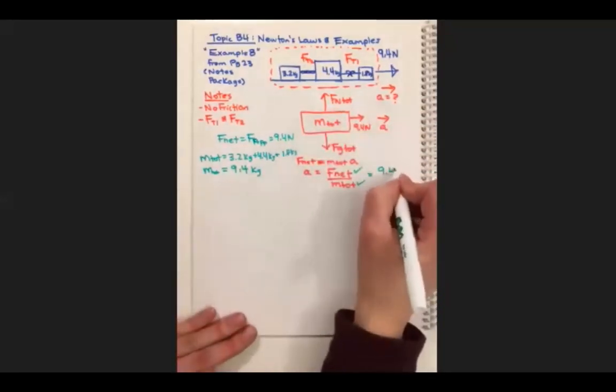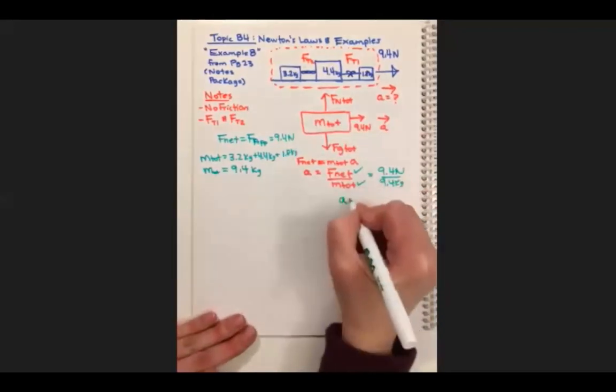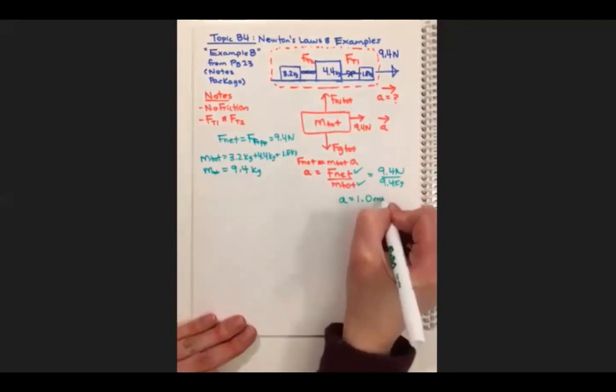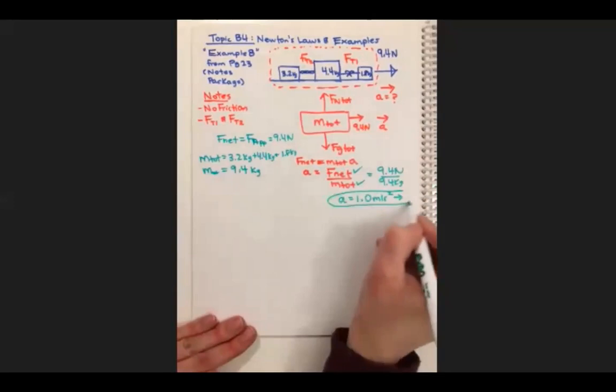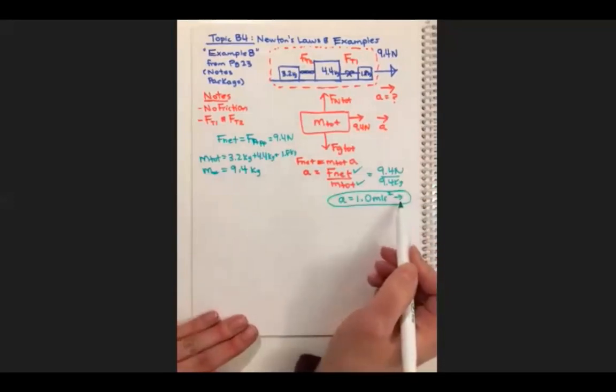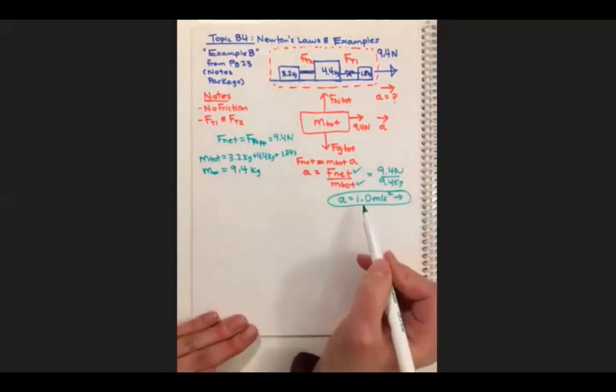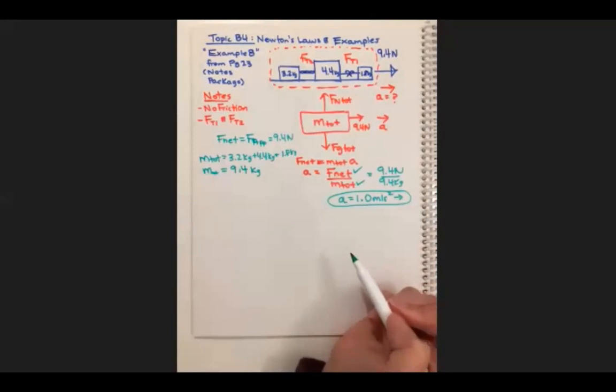So 9.4 newtons divided by 9.4 kilograms gives us an acceleration of 1.0 meters per second squared to the right. Acceleration is a vector, so we're going to include that direction. The smallest number of sig figs out of the numbers we used was 2 sig figs, so we're going to round to 1.0, even though our calculator tells us exactly what.